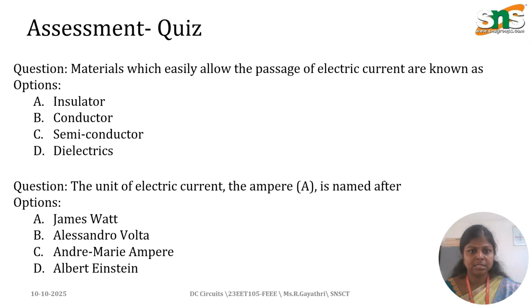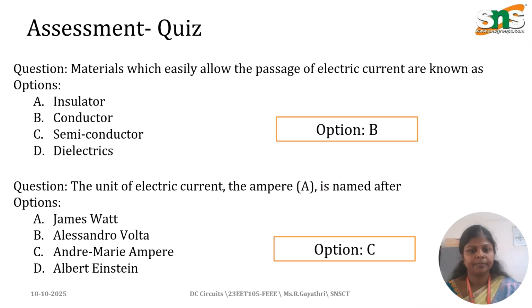Coming to the assessment, which is a quiz. The first question: the material which allows the passage of electric current is obviously the conductor. The insulator does not allow, a semiconductor partially allows, and a dielectric does not allow. The second question: the unit of electric current, the ampere, is named after James Watt, Wallet, Andre-Marie Ampere, or Albert Einstein. Option C is correct.